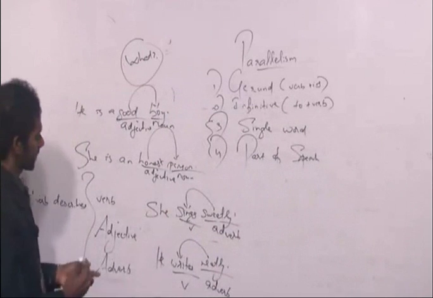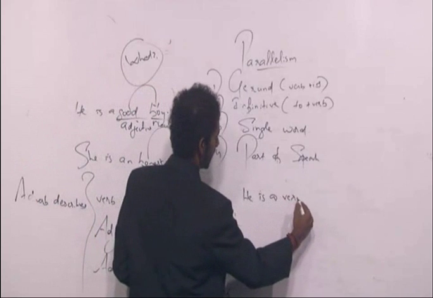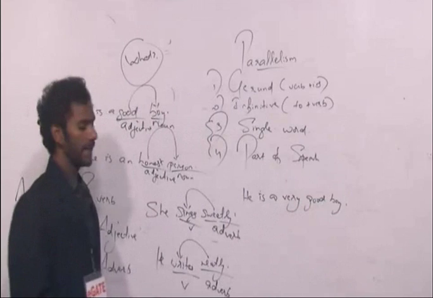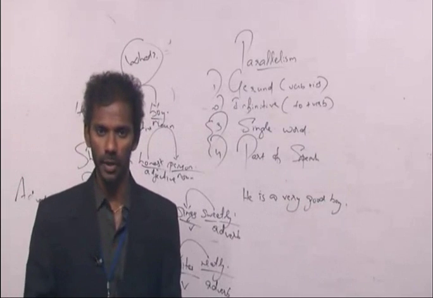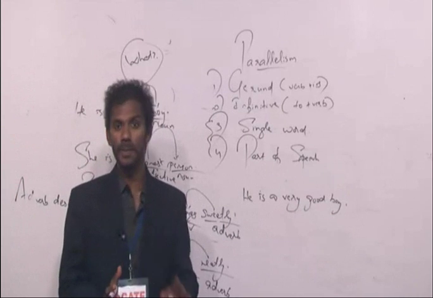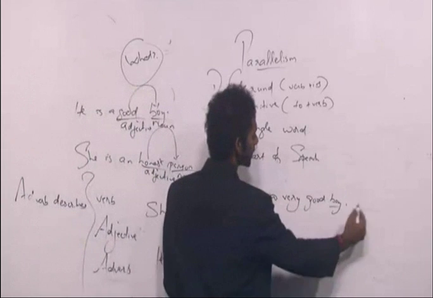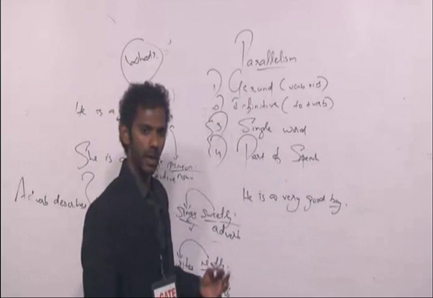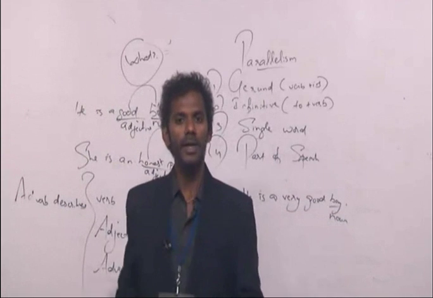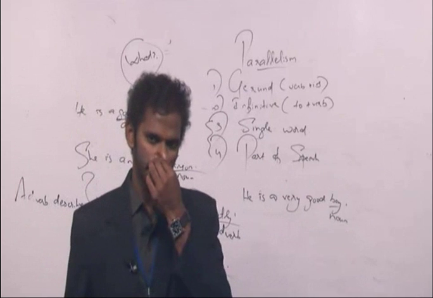If I say, he is a very good boy. He is a very good boy. Clear? I told you, don't take two words or three words together if you want to find out the part of speech. Take every word as a single unit. He is a very good boy. Boy is which part of speech? Noun. Boy is a noun. What kind of boy? Good boy, very good boy.